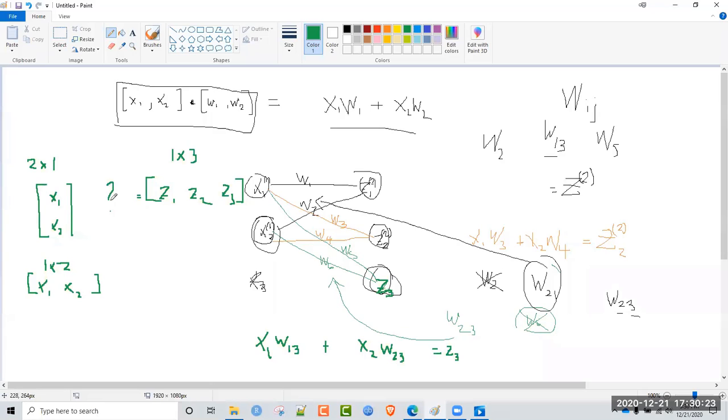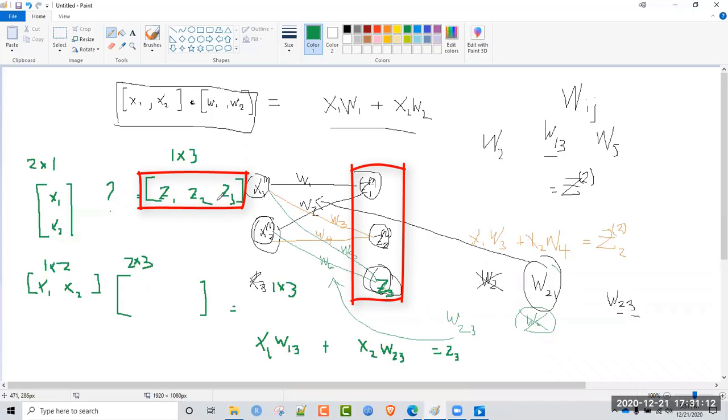And then what does the next matrix have to be to get this? 2 by 3. Yeah, 2 by 3, right. If I take the 1 by 2 and multiply it by a 2 by 3, I am going to get a 1 by 3. So the middle matrix has to be a 2 by 3 in order to get a 1 by 3 at the end. And I want a 1 by 3 because I want the values for Z1, Z2, Z3. Now, how do I construct this so that it works?